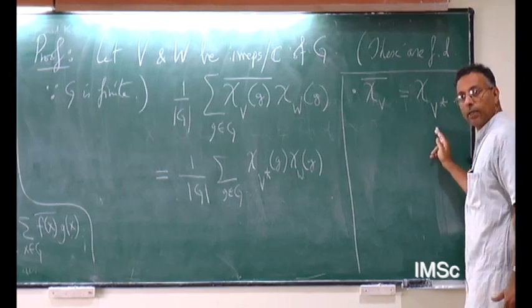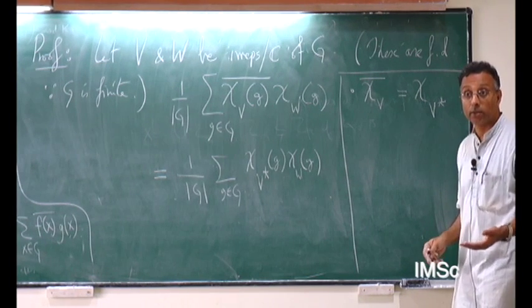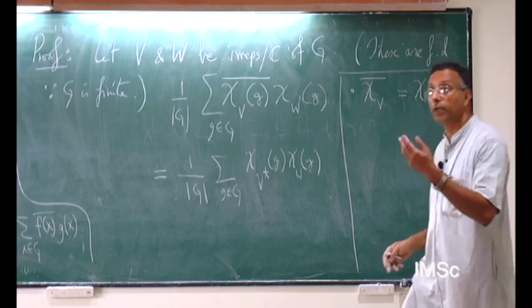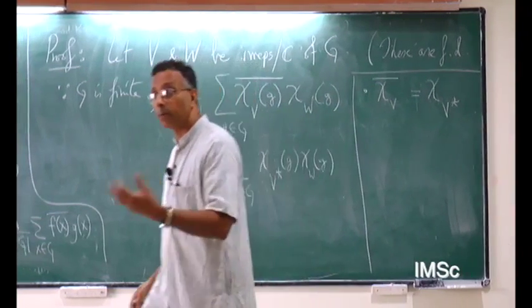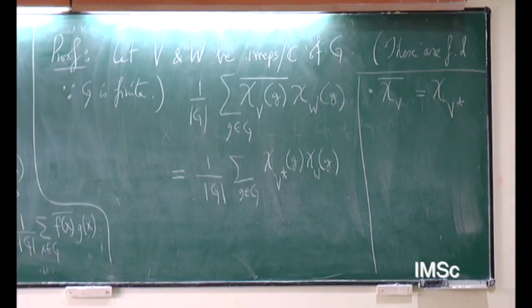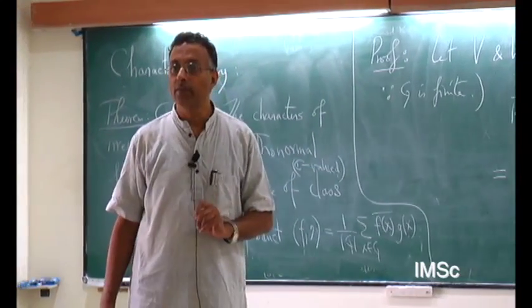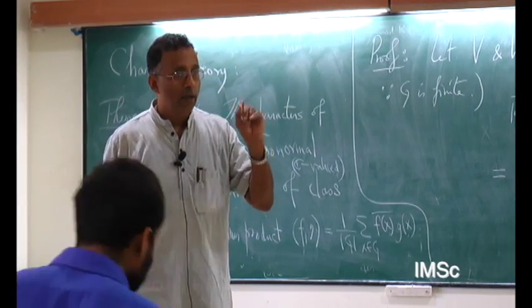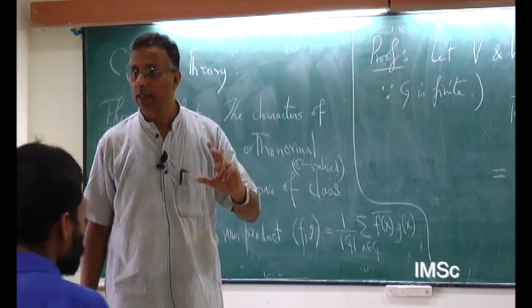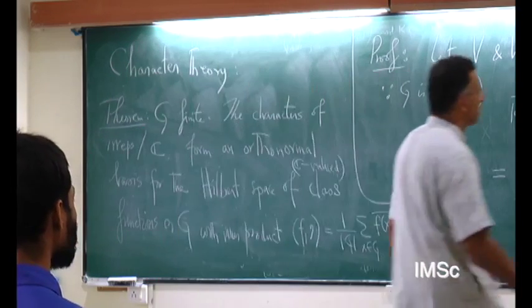Now V star is the dual representation. That is the space of linear functionals on V, and it becomes naturally a G module, or KG module or CG module, and it's a finite dimensional representation. So you take the character of that. What is the relation between the two? Well, the claim is that one is the bar of the other, right?